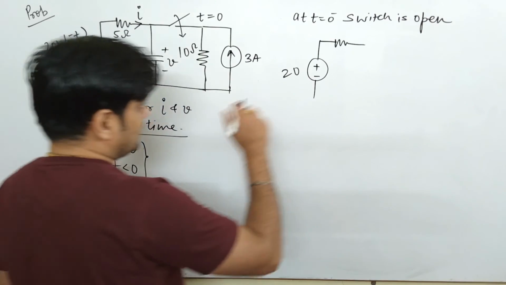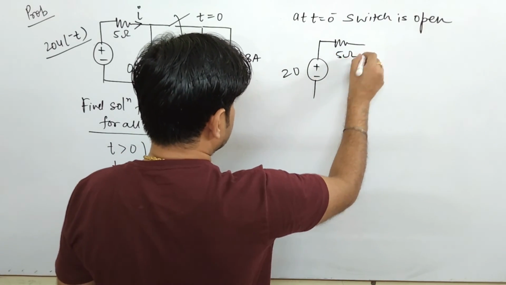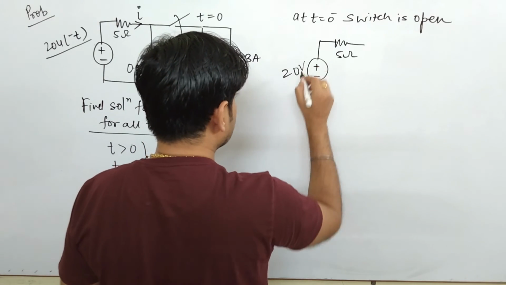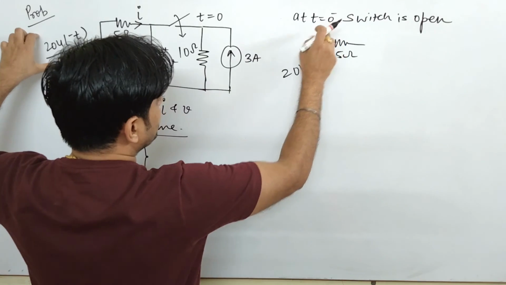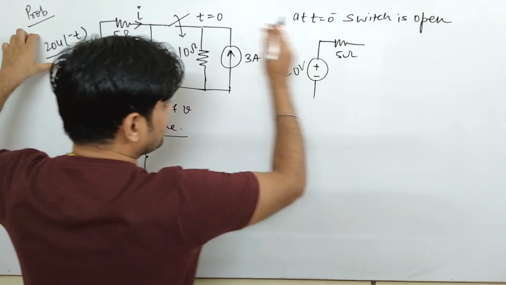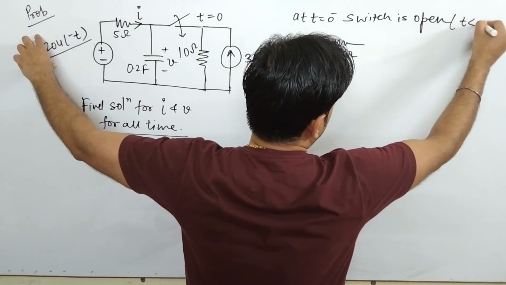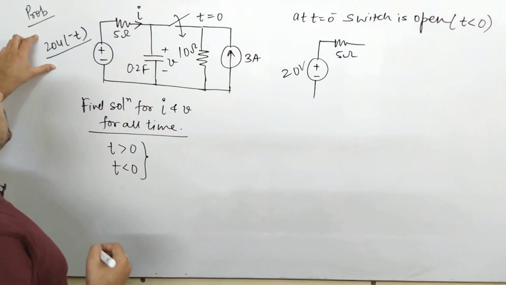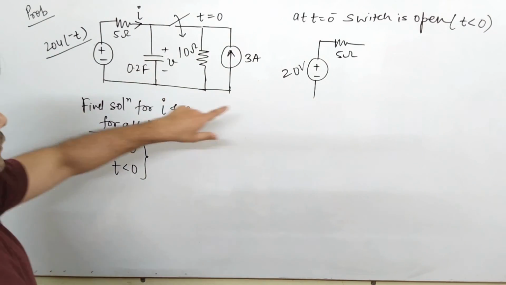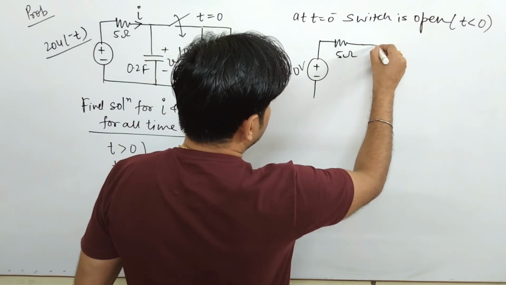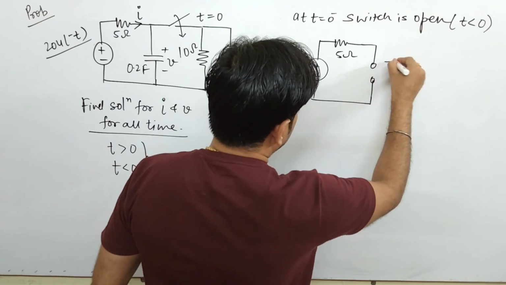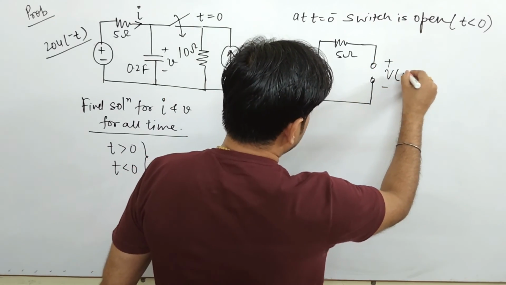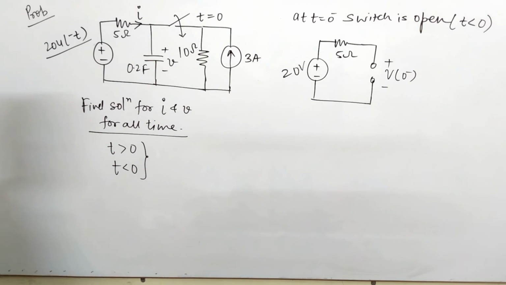So if you see, this is your 5 ohm resistance. This 20 volt source will come into the picture, because it is 20 u(-t) and we are talking about t equal to 0 negative, that is for the past time, for t less than 0. So that's why we have taken it as 20. Now if we draw it further, this capacitor behaves like an open circuit, and whatever voltage appears here, you can say this voltage is V0 negative.